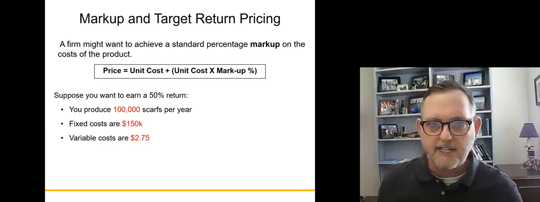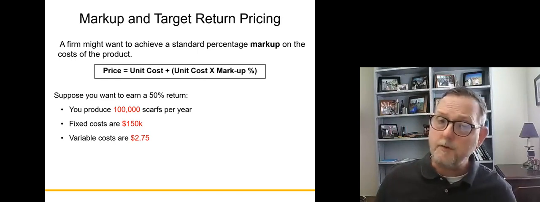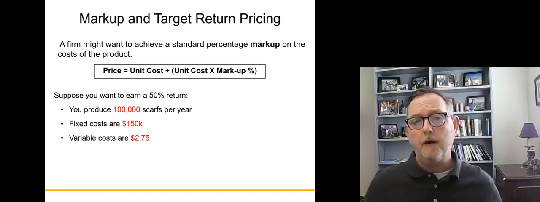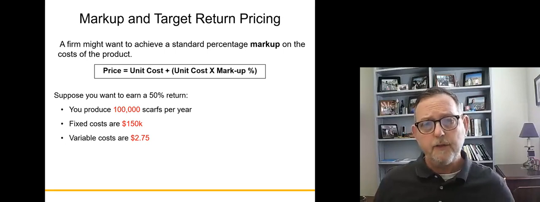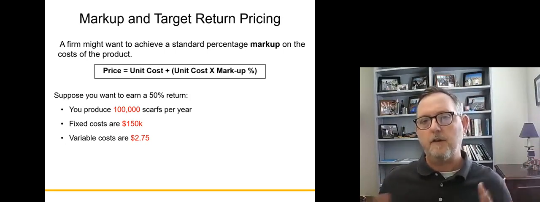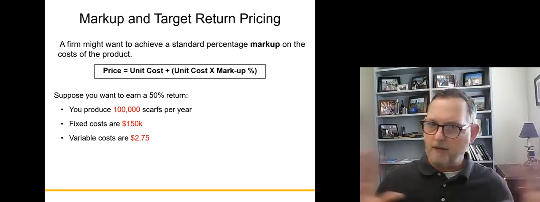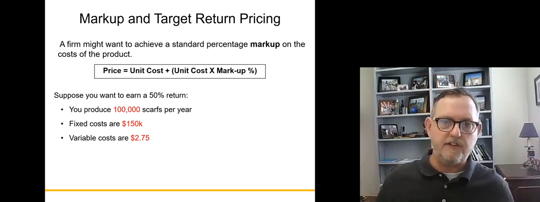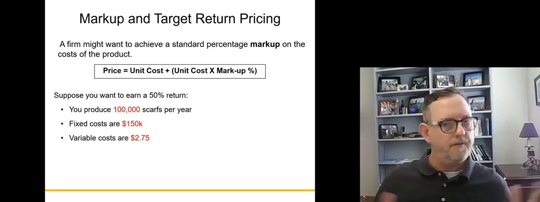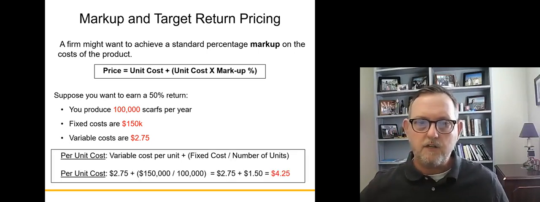And so here's again an example. You see the formula there. It's not complicated, but you do need to remember it. You do need to memorize it because this is something you should know how to do. Let's say I produce 100,000 scarves a year and I want a 50% return. In other words, I want 50% above and beyond cost. And so I have these fixed costs, I have these variable costs. What is it I'm going to do here?